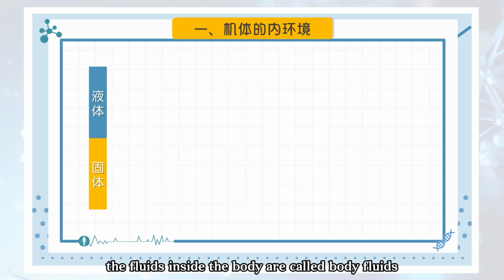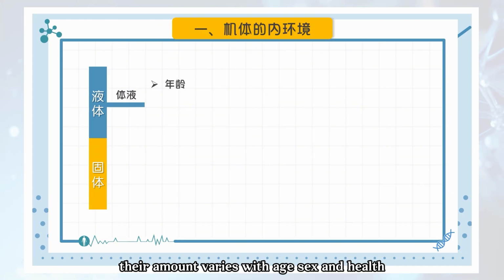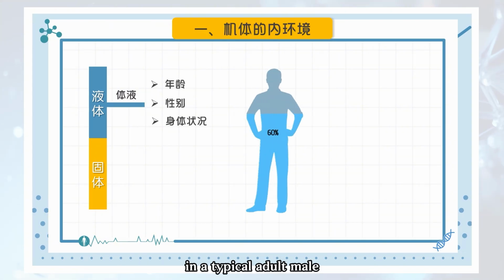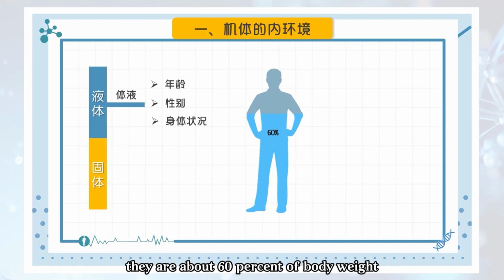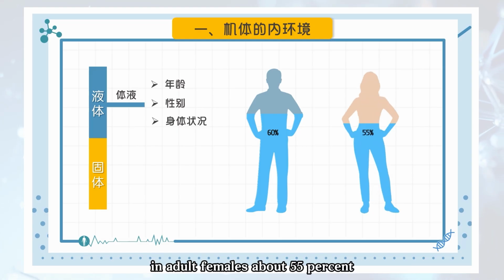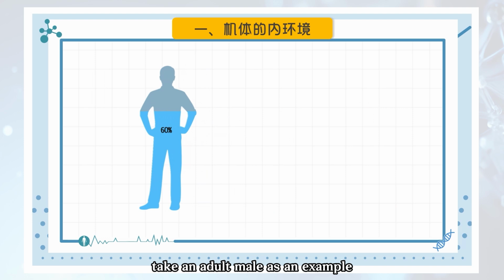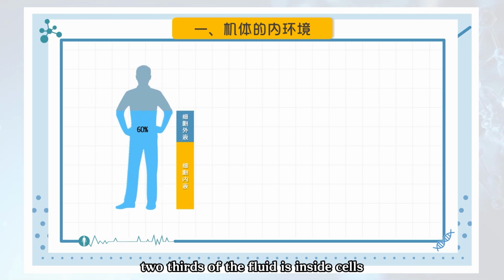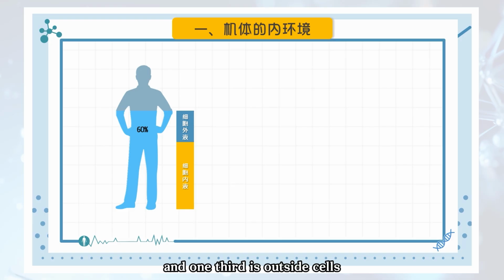The fluids inside the body are called body fluids. Their amount varies with age, sex, and health. In a typical adult male, they are about 60% of body weight. In adult females, about 55%. Take an adult male as an example. 2/3 of the fluid is inside cells, and 1/3 is outside cells.